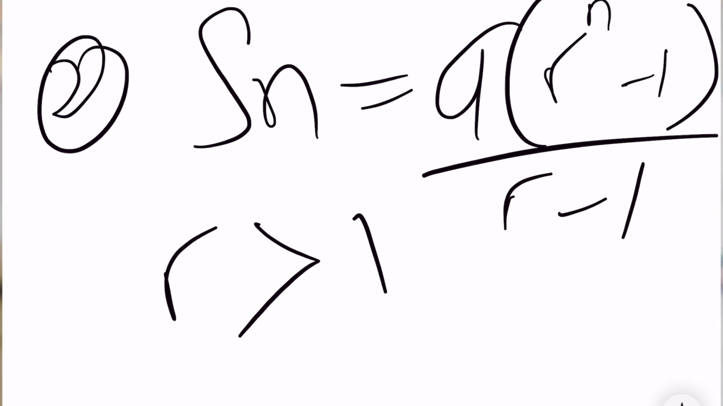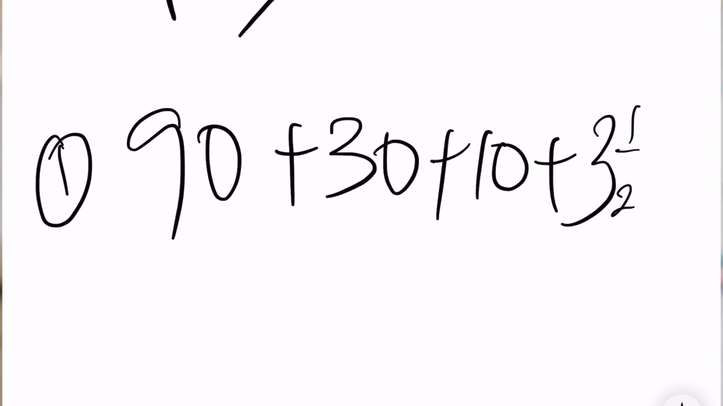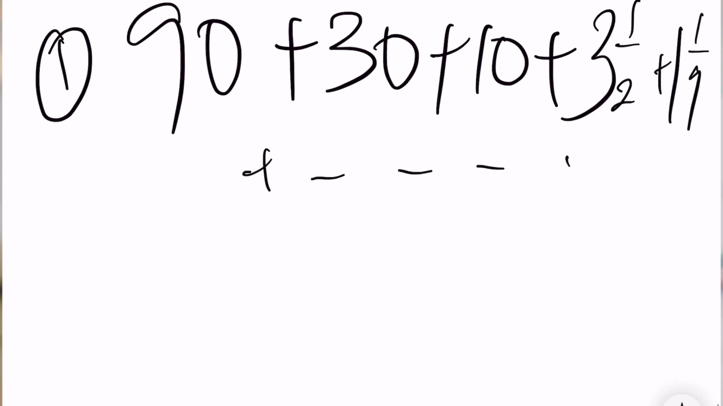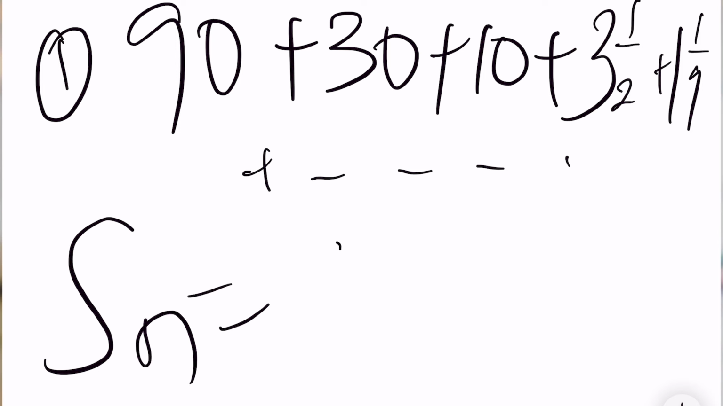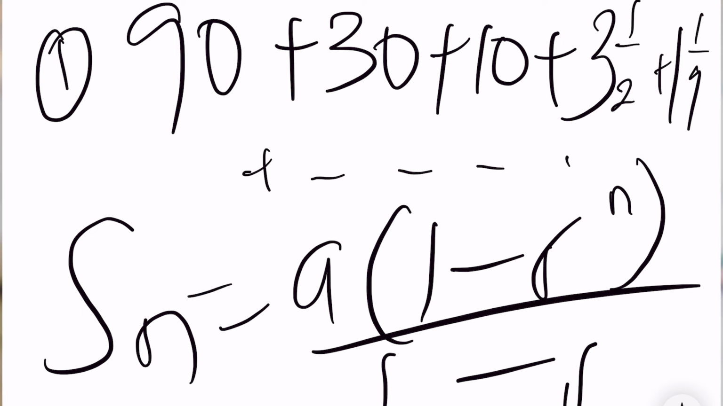Now, we will see two examples where we'll be using these two formulas to help us understand better. It says find the sum of the first 6 terms of the following GP: 90 plus 30 plus 10 plus 3 1/3 plus 1 1/9 plus and so on. We can see that this one is decreasing, which means r is less than 1, so we'll be using the first formula, Sn equals a into bracket 1 minus r raised to power n over 1 minus r.